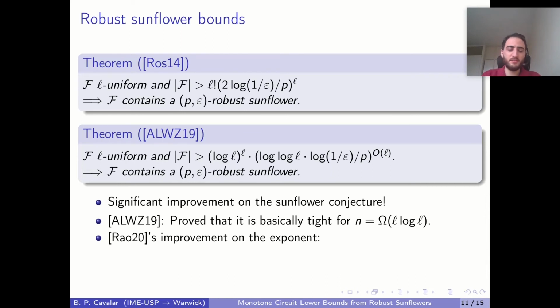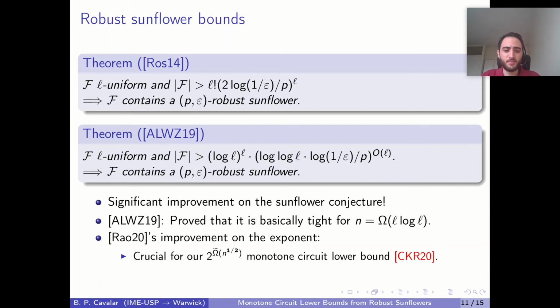You can see that in their bound there's a big O of L there, and Rao gave an improvement on the bound of Alweiss, Lovett, Wu, and Zhang. In particular, he showed a bound where this big O of L is just 1 times L. And this improvement is crucial for our monotone circuit lower bound. It's because of his bound that we're able to get this nearly exponential in square root of n monotone circuit lower bound.